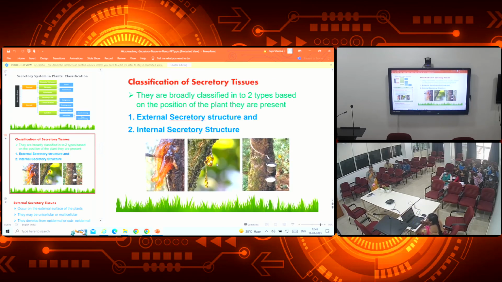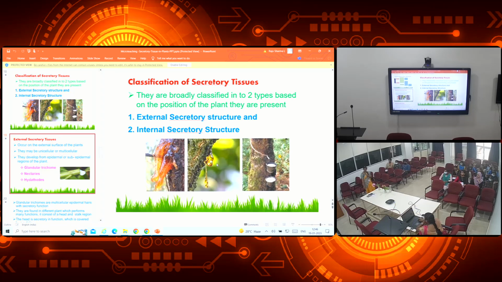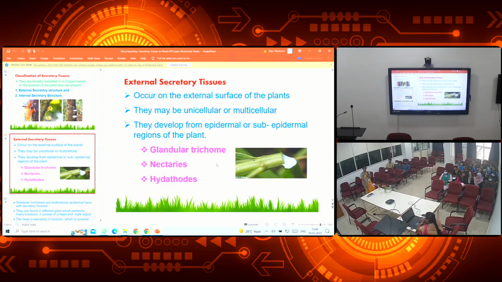These are the external secretory structures. What are we able to find? The picture shows that resin comes out from the plant, and latex also comes out from the plant system. The external secretory structures can be categorized into hydathodes and nectaries.